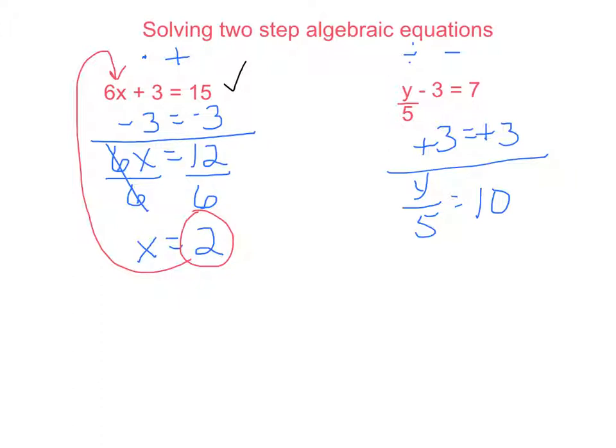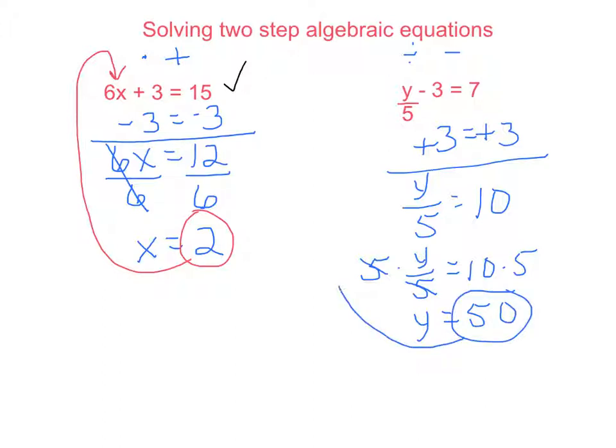So now I'm once again down to a single-step equation, y divided by 5. In order to get rid of that division by 5, I am going to multiply both sides by 5. So if I multiply both sides by 5, now those two 5s, 5 divided by 5 equals 1. I'm just left with y. And on the right-hand side, I'm left with 50. And certainly if I take that 50 and put it back into y in the original equation, 50 divided by 5 does give me 10. 10 subtract 3 does give me 7. So it does work.